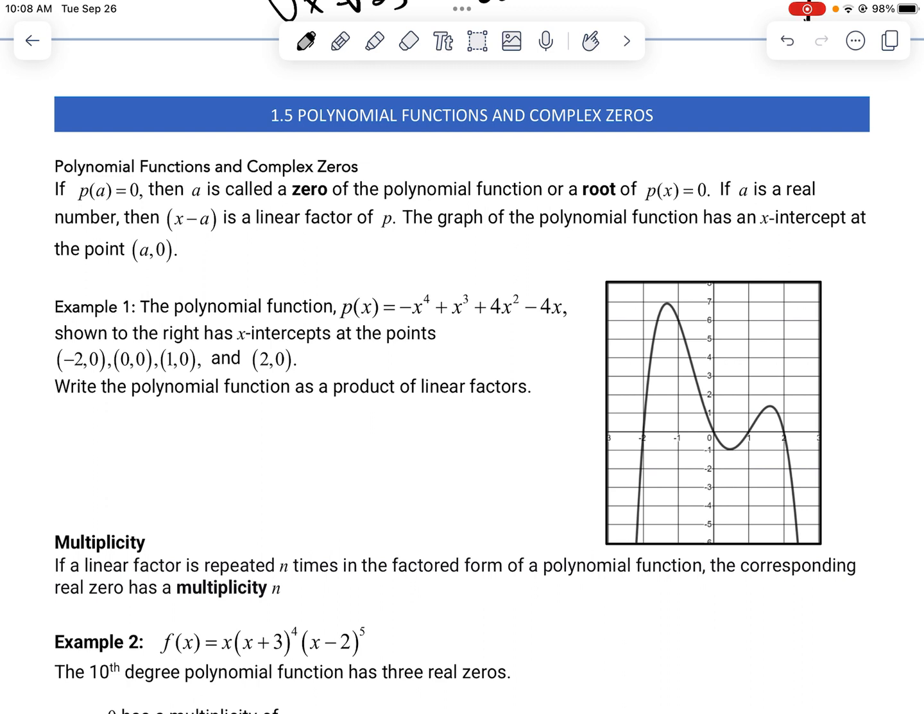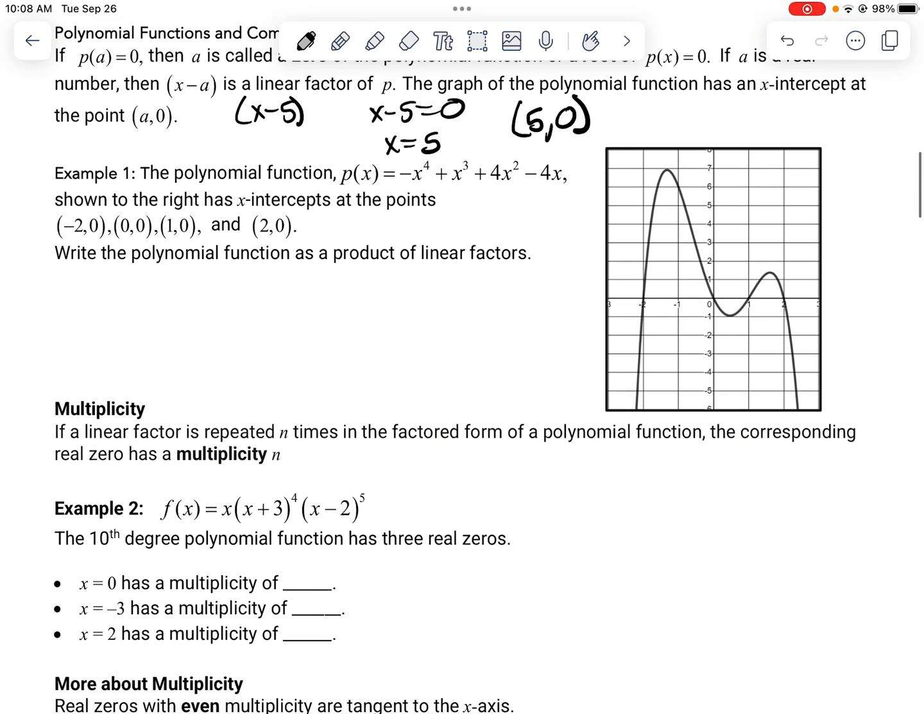It has an intercept at (a, 0). So again, this is like saying if a factor is x minus 5, we say, well, where does x minus 5 equal 0? Well, it's when x equals 5. So it crosses at that coordinate of (5, 0). So this next one here, let's say we have a polynomial right here, and it crosses at (-2, 0). So right here, here, and here.